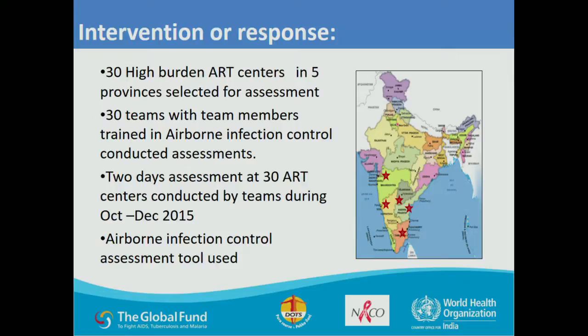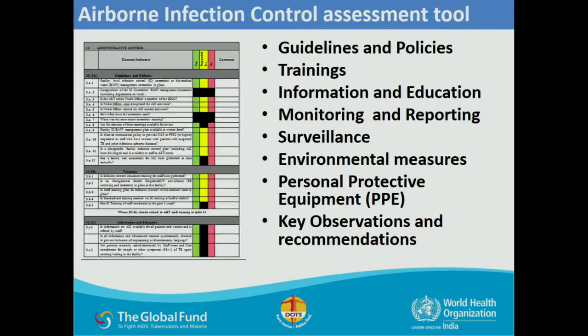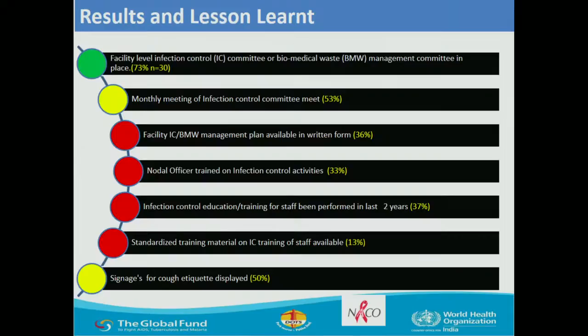An airborne infection control format and tools were used for doing the assessment. This format had 2 components, one of which had 50 questions covering administrative as well as environmental and personal protection measures, as well as questions related to surveillance, monitoring and reporting. There were open-ended questions as well, and key observations and recommendations were also noted down for each and every center. I will not be able to share the entire report because of the paucity of time, but some summary observations and results are shown here.